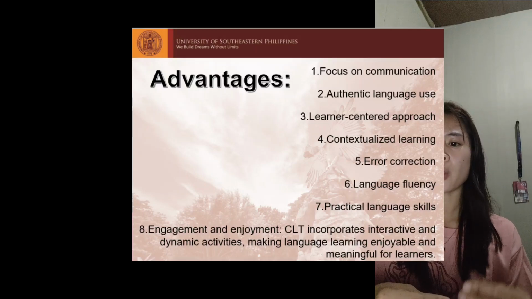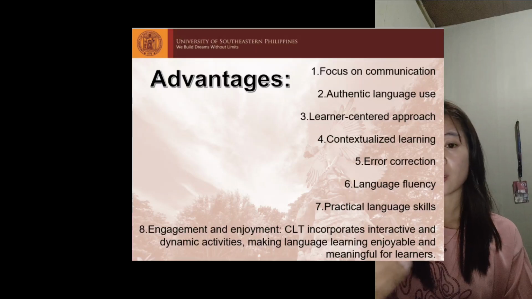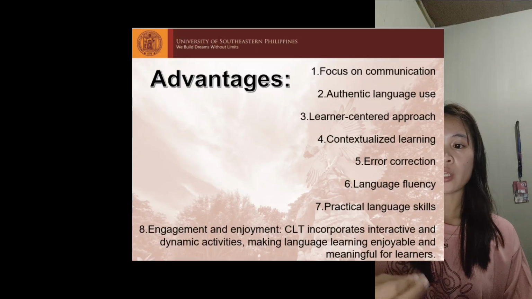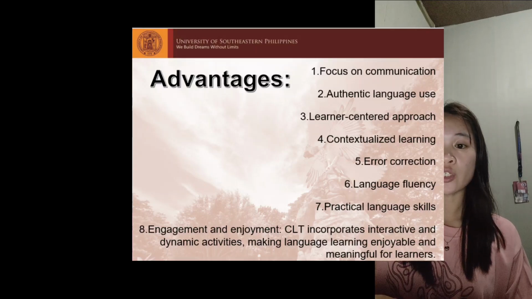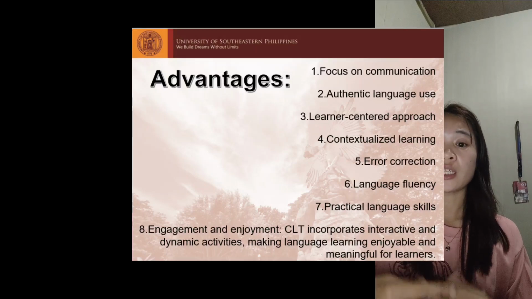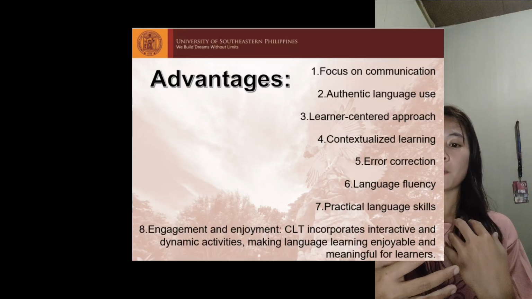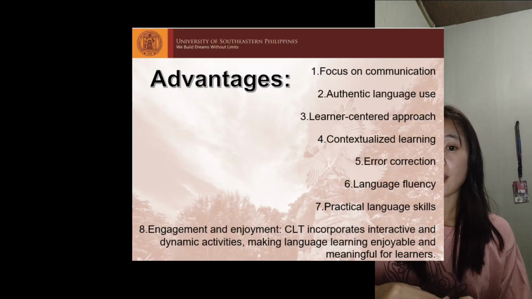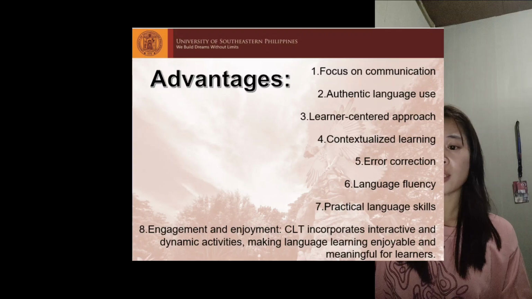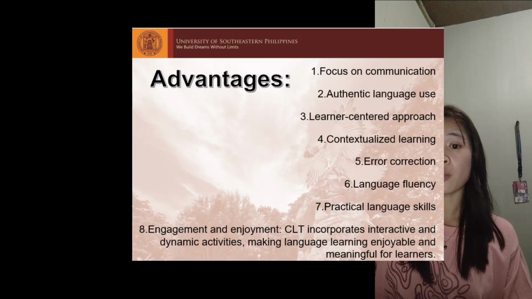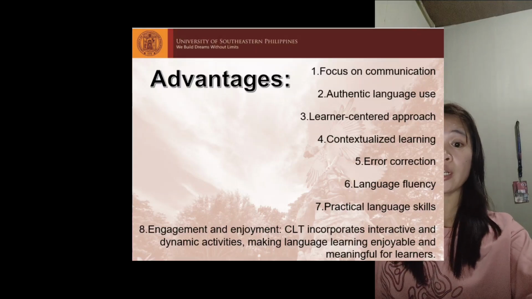What is it? It prioritizes fluency and accuracy, as what I've mentioned earlier. So it enables our learners to gain confidence in using the language spontaneously. And lastly, it is engaging and enjoyable. CLT incorporates interactive and dynamic classroom activities, right? So it makes the language learning process enjoyable and meaningful among our learners.